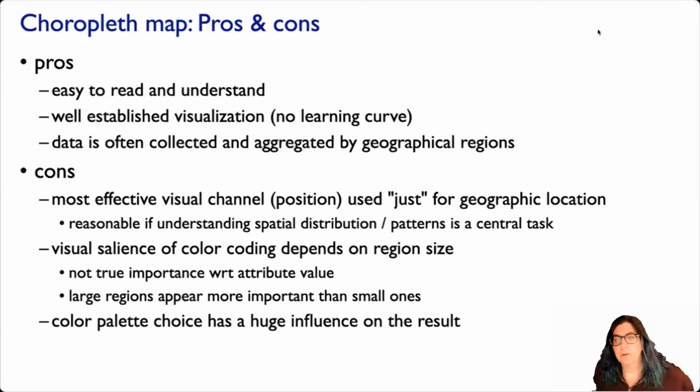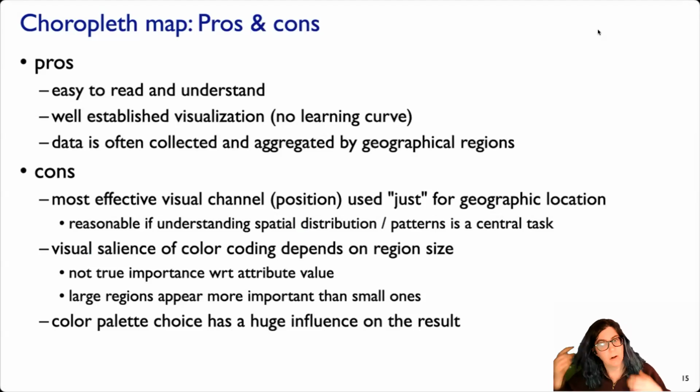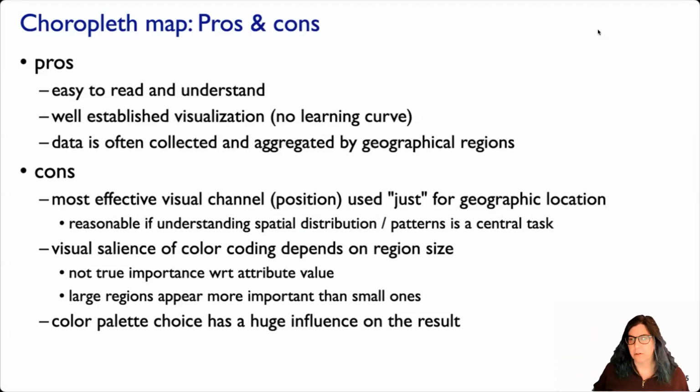So some of the pros and cons of choropleths, well, for pros, they're very easy to read and understand. They don't need teaching. People just get that you've encoded something with that color. So very well established, no learning curve. Also, it's often the case that the geographic regions that you want to encode with color are, in fact, the geographic regions they used to gather the data in the first place. And when that's true, that's a very good match. You don't have to worry about these sort of interpolation issues or sampling issues or anything else like that.